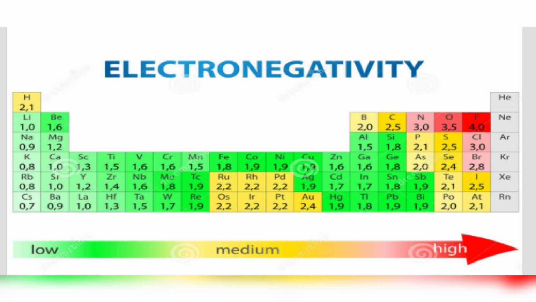Now see the electronegativity values: hydrogen 2.1, lithium 1, beryllium 1.6, sodium 0.9, magnesium 1.2, boron 2.0, carbon 2.5. You can observe that from left to right the electronegativity increases, as indicated by the arrow marked low, medium and high. This means the left-hand side elements have low electronegativity and the right-hand side elements have high electronegativity, across a period.